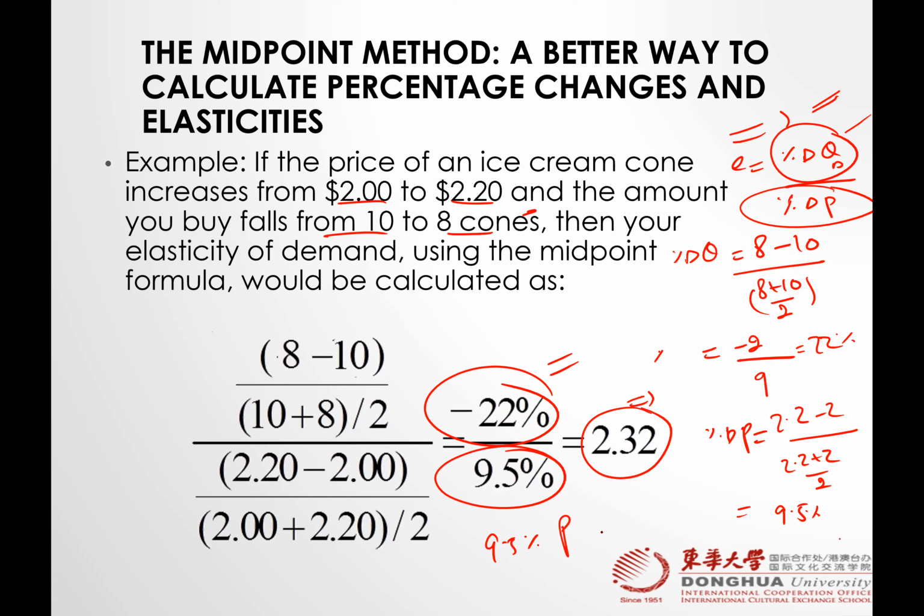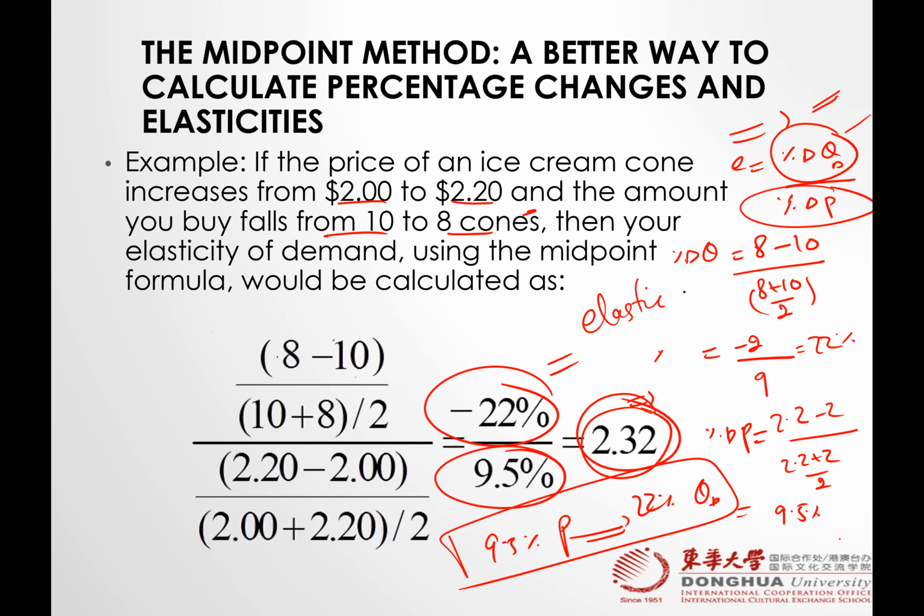A 9.5% change in price causes a 22% change in quantity demanded. So this change is elastic, which means more, right? More elastic. So if the answer is above 1, or if you interpret it like this, this 2.32 is called elastic demand.